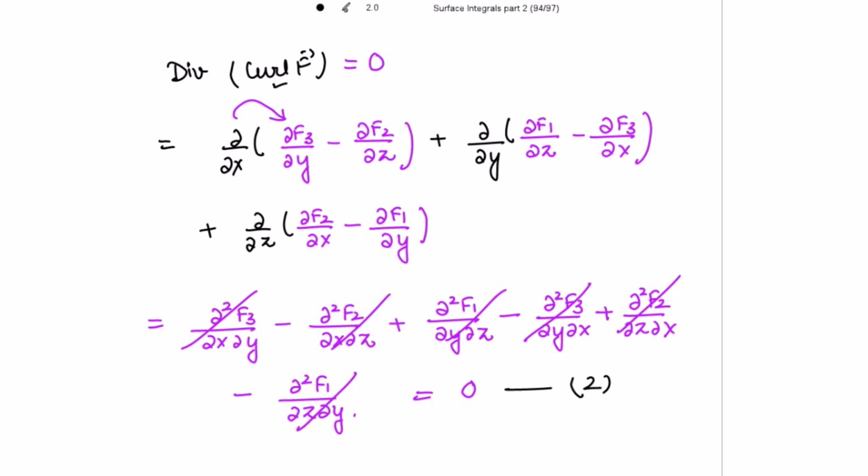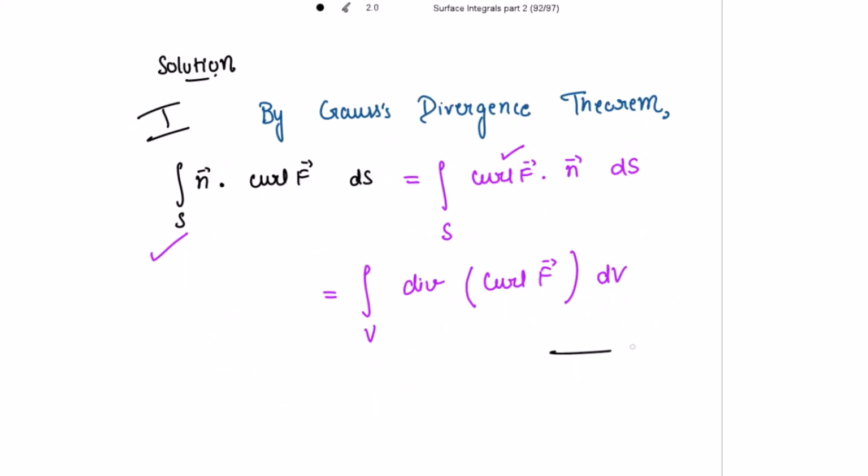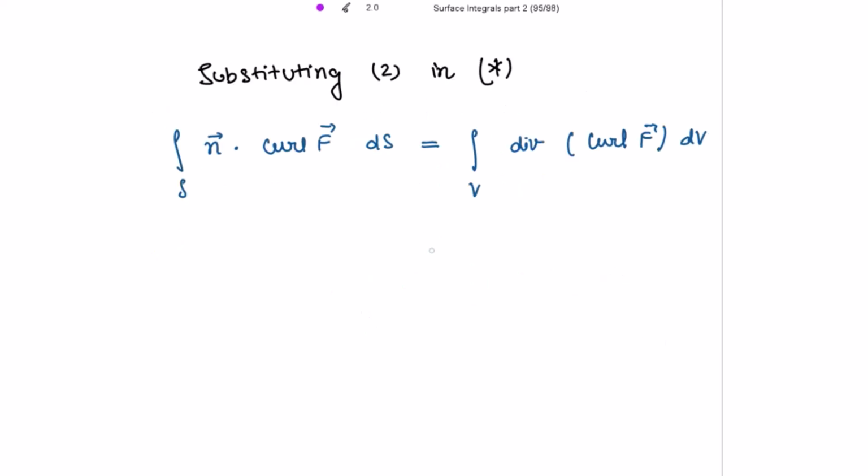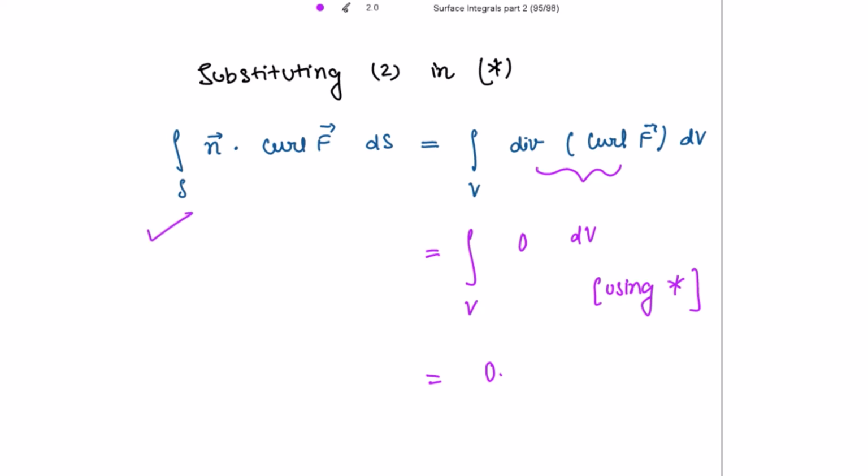And let's substitute this 2 in, let me mark this as star. So substituting the divergence of curl of f to be 0 over here, we get the volume integral of 0 dV. So that is equal to 0. So we have got this surface integral to be 0. That means this surface integral vanishes.